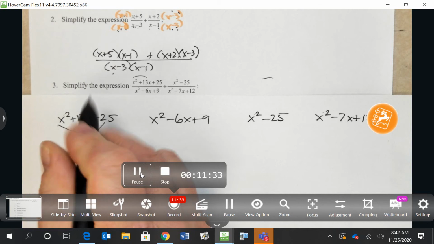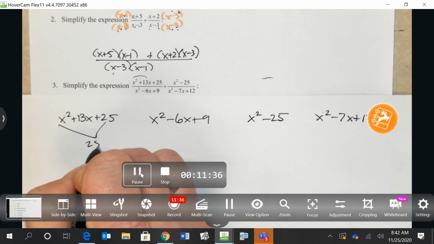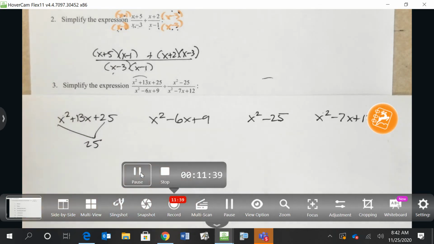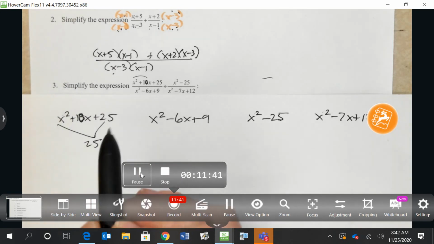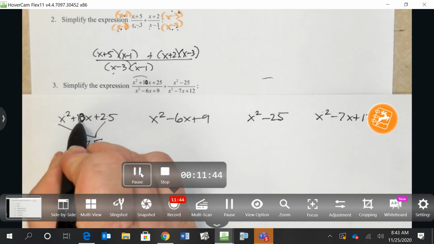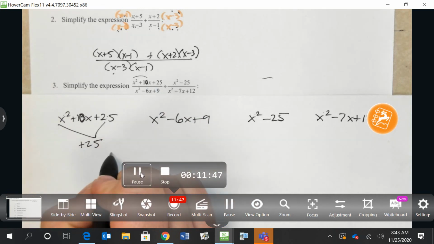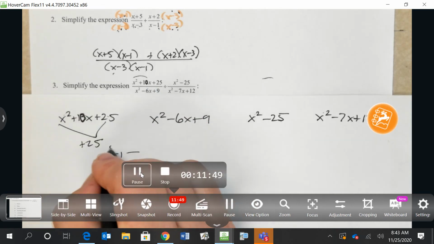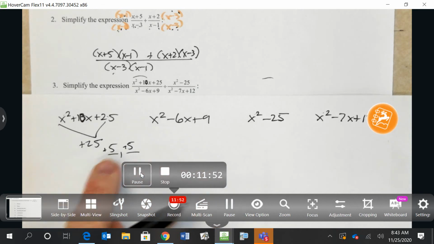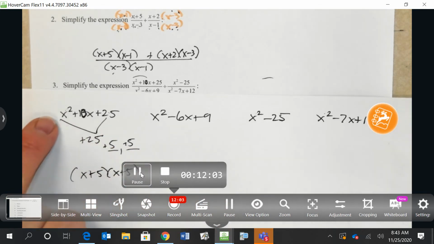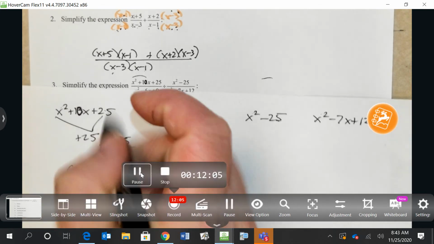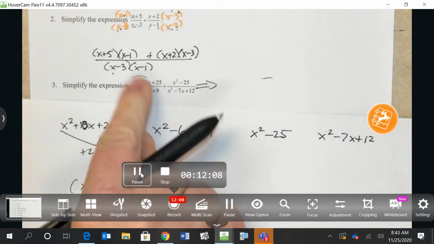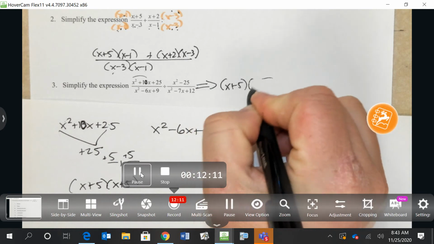So 1 times 25 is 25. I'm looking for two numbers that multiply to equal positive 25 and combine to give us 10. So two numbers that multiply to give us 25 and combine to give us 10. 5 and 5, and they would both have to be positive. So let's check that. X plus 5 and x plus 5. Multiplies to give you 25, positive, combines to give you 10. Okay, that works. Now I don't have to worry about bottoms up because the leading coefficient is 1. So I'm going to switch this, and in the numerator I'm going to write x plus 5 and x plus 5.